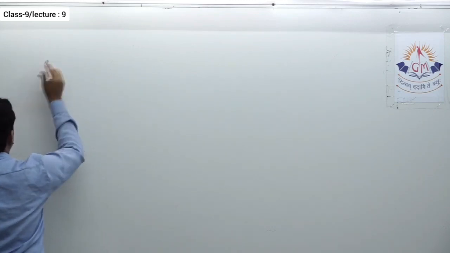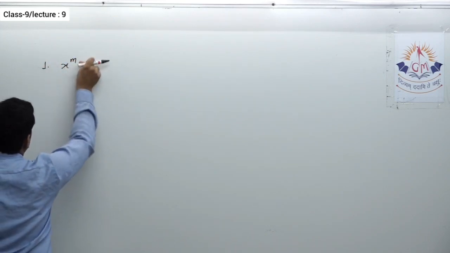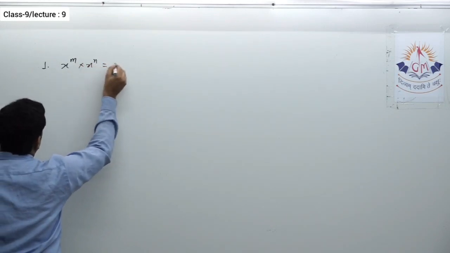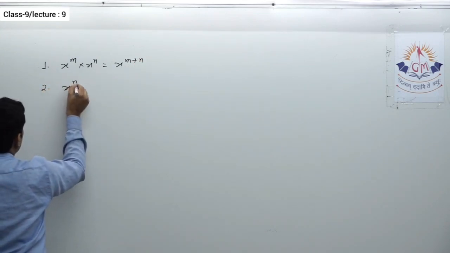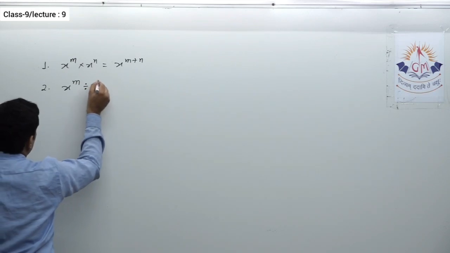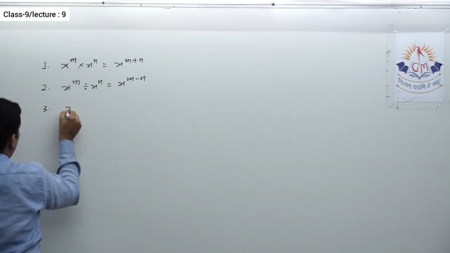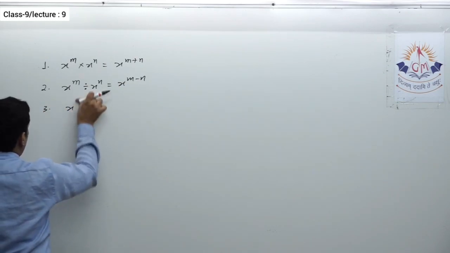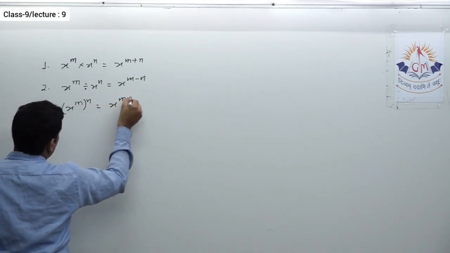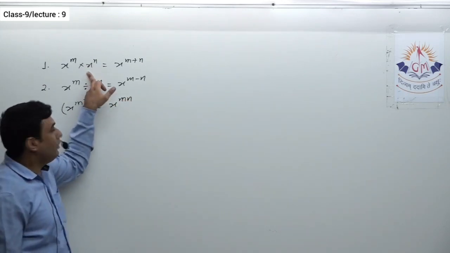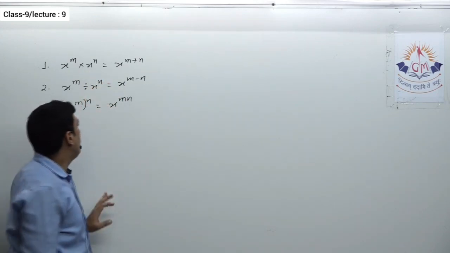So the very first law was, x raised to m multiplied by x raised to n will become x raised to m plus n. The second law was, x raised to m divided by x raised to n is equal to x raised to m minus n. The third law was, x raised to m, raised to n, is x raised to m multiplied by n, or mn, the same thing. So the first law is known as the product law, this is the quotient law, and this is the power law.